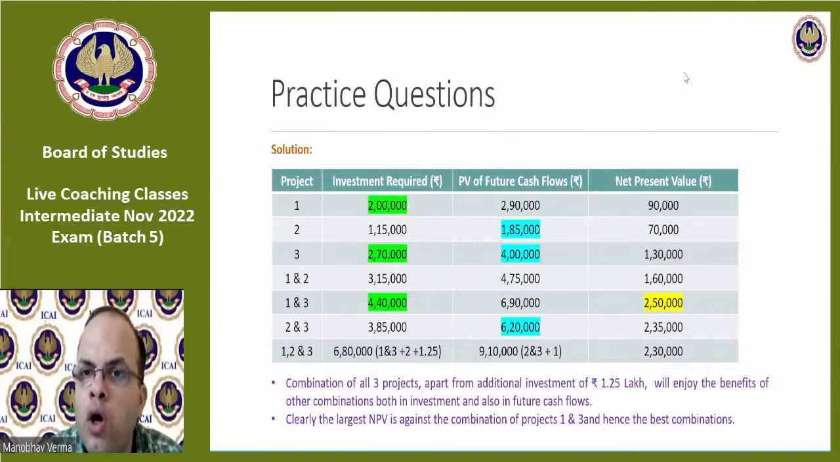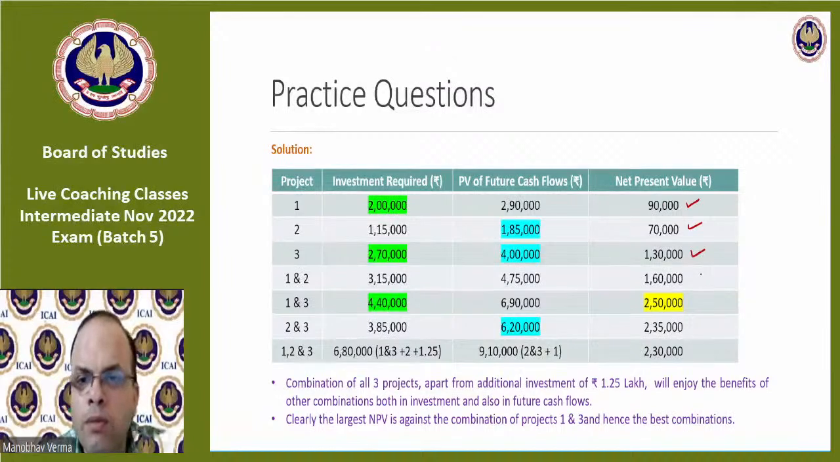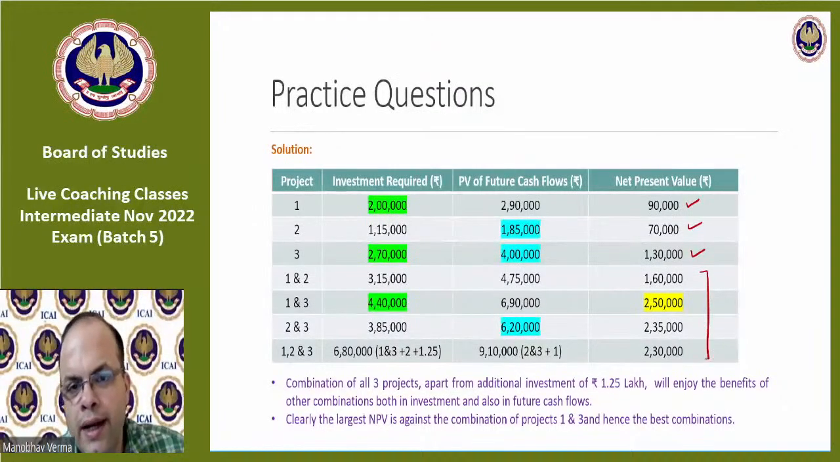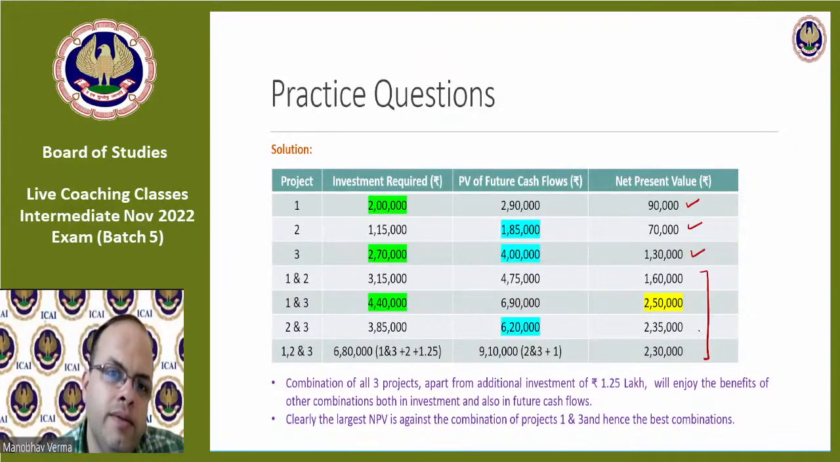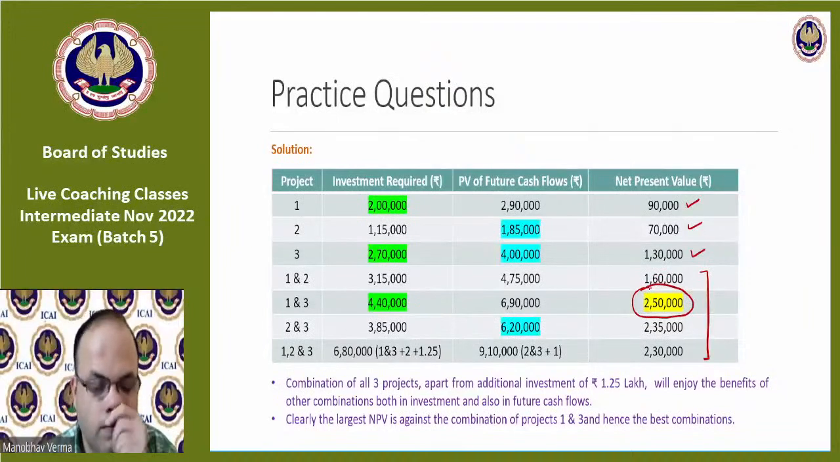And let's focus on the last column here, guys. NPV. We calculated this 90, 70, 1,30,000, that's okay. But when I look at these possible combinations, it is very much evident that I am getting the best NPV when I'm doing project 1 and 3. Project 1 and 3, guys. Everyone okay with me?